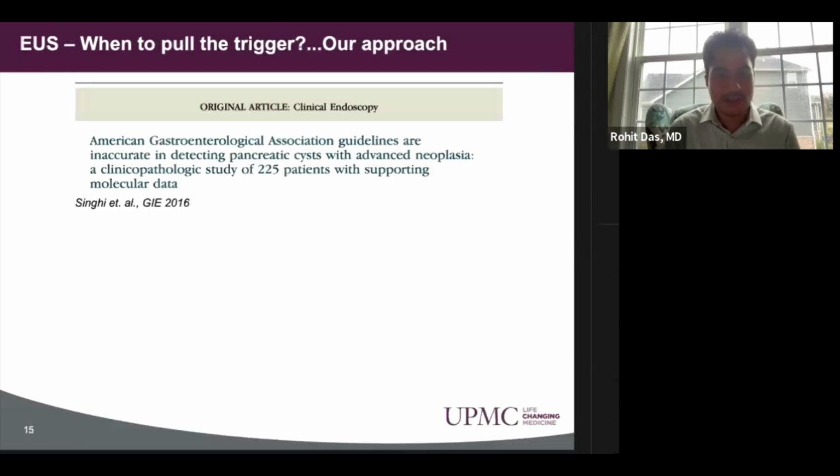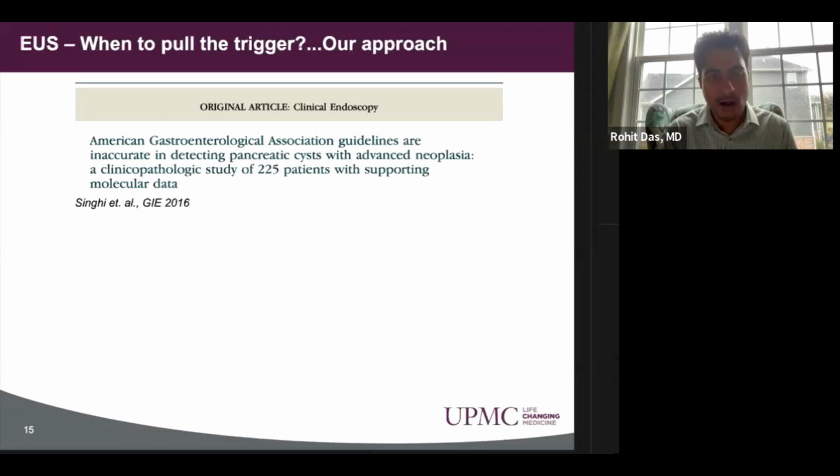In reality, this is probably only a minority of patients, and our group was concerned that these types of guidelines would miss a lot of higher risk pre-malignant pathology that would only be detected and appreciated on endoscopic ultrasound and appropriate cyst fluid analysis. So we conducted our own retrospective study. This was published in 2016. It included 225 patients who had operative management of pancreatic cystic lesions.